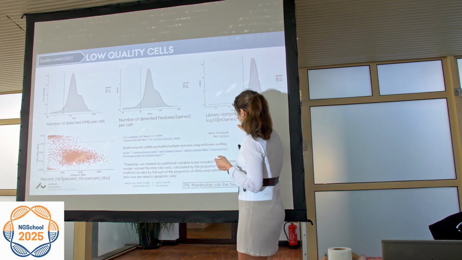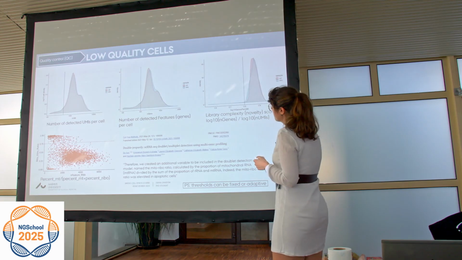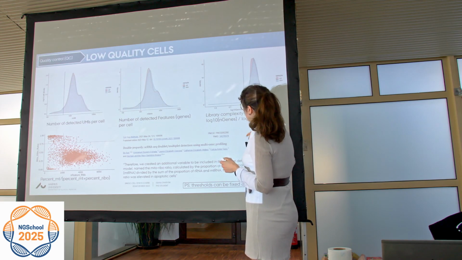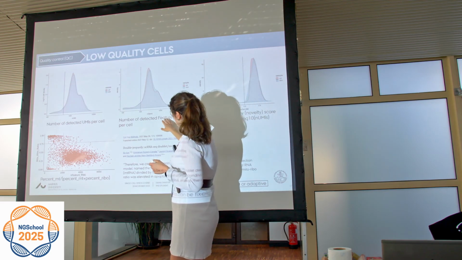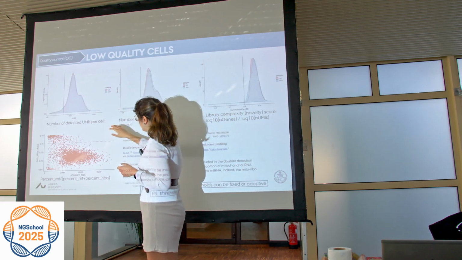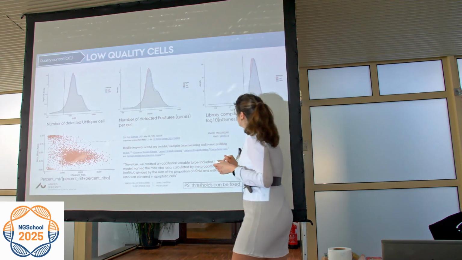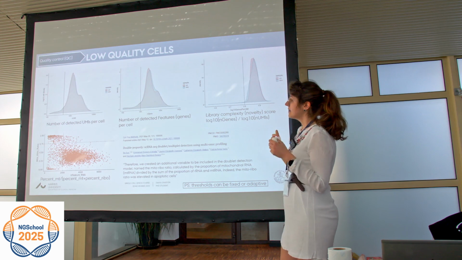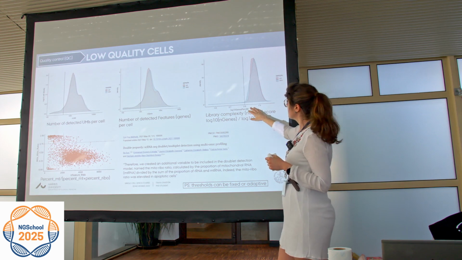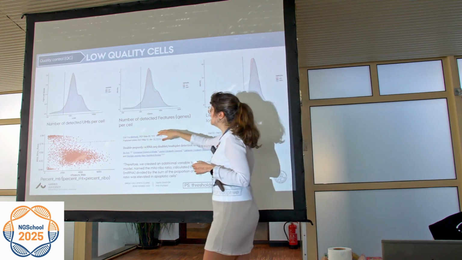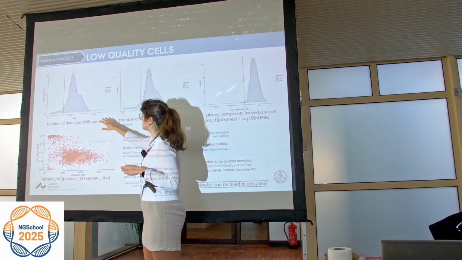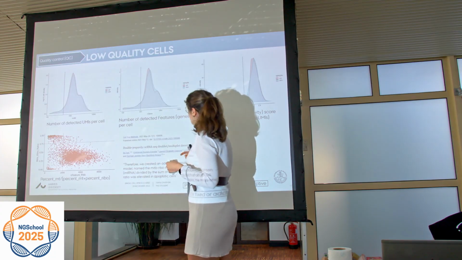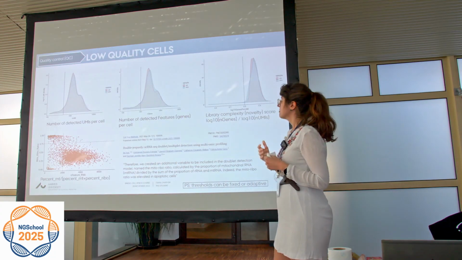There is another parameter that is actually very good. It's called library complexity or novelty score, which is the ratio between the number of genes identified and the number of UMIs identified. If you have a doublet, you will have a lower score, because you will have the same genes expressed with a higher amount of UMIs, which is good sometimes. So sometimes it helps.